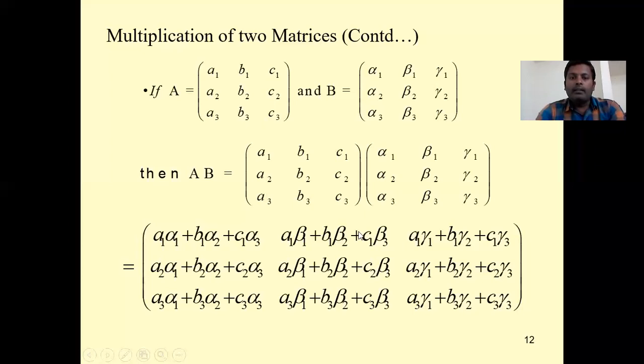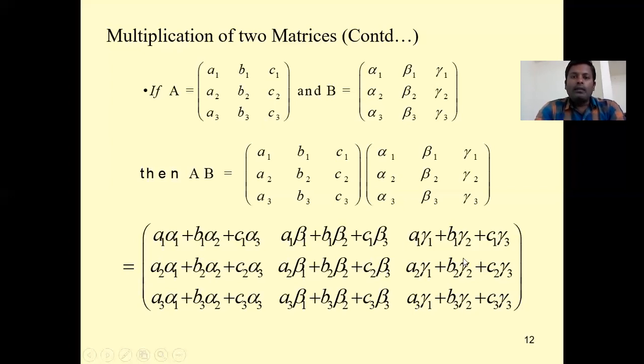Next we go to the second row of the first matrix and second column of the second matrix. You see here, A2 into beta 1, plus B2 into beta 2, plus C2 into beta 3. Okay, the next, the second row and third column of the second matrix. We see here A2 into gamma 1, plus B2 into gamma 2, plus C2 into gamma 3.